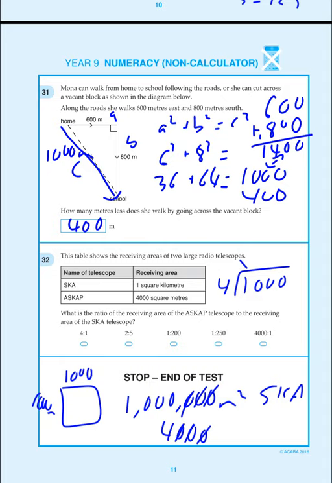4 into 1 doesn't work. 4 into 10 is 2, remainder 2. 4 into 20 is 5. 4 into 0 is 0. 250. So it's 1 to 250. Just to make sure that it's ASKAP to SKA. SKA is 250 times bigger than ASKAP. Yes, 1 to 250. That is the one, because the SKA number is last. That's what that one is there.